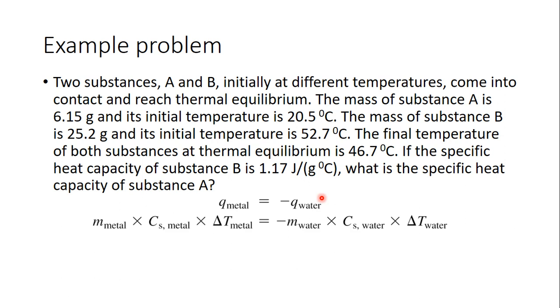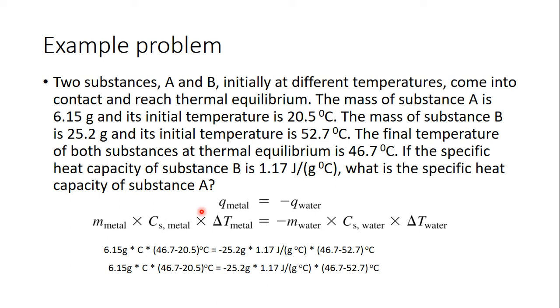Alright, let's take a look. So Q metal equals minus Q water. Q metal is mass metal, C metal, delta T metal. Q water is minus mass water, C water, delta T water. And mass of the metal, 6.15, times our C, which we don't know, times the change in temperature, initially it was at 20.5, so 46.7 minus 20.5. And our other substance is minus 25.2 times 1.17, that's our C, multiplied by final temperature minus initial temperature.